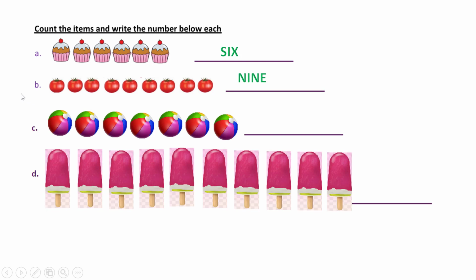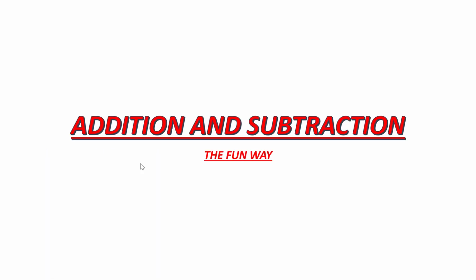And see the colorful, beautiful balls here. Don't you want to play with them? First of all, let's count them. 1, 2, 3, 4, 5, 6, 7. 7 balls. And look at the tasty, yummy popsicles. Let's count them. 1, 2, 3, 4, 5, 6, 7, 8, 9, 10. There are 10 popsicles.